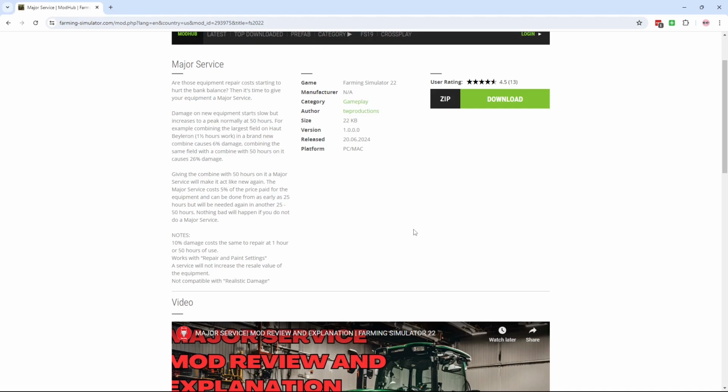a lot more damage. So they talk about doing 1.5 hours of work in a combine would cause 6% damage on a field, but with 50 hours it causes 26% damage. The Major Service costs 5% of the price paid for the equipment. And so it just introduces a little bit of that dynamic of what you might have for a little bit more realism if that's what you're looking for on a farm.